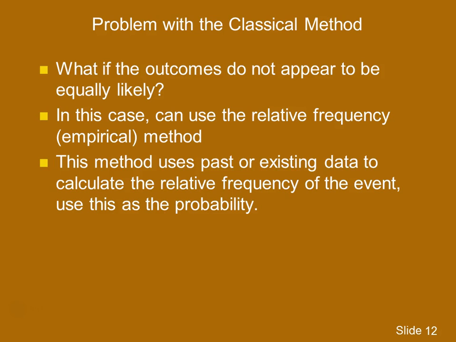Suppose there were 18 females out of 30 in the room. Well, then I could use the ratio 18 divided by 30, or 0.6, as an estimate of the probability. This is what we call the relative frequency method, or it's sometimes also called the empirical method. This method uses existing data, or past data if necessary, to calculate the relative frequency of an event, and uses that as the probability.